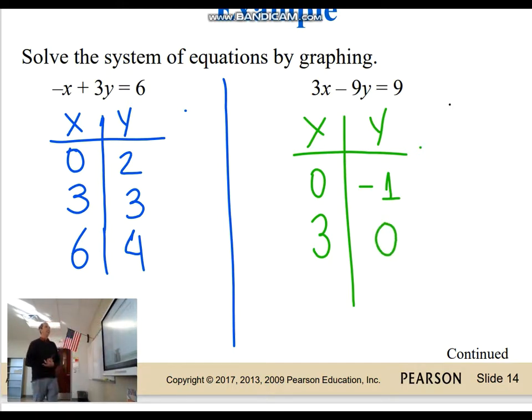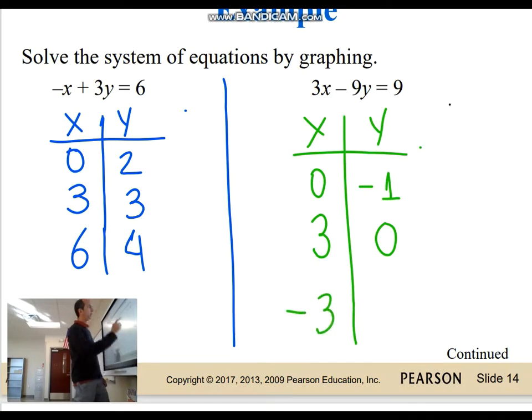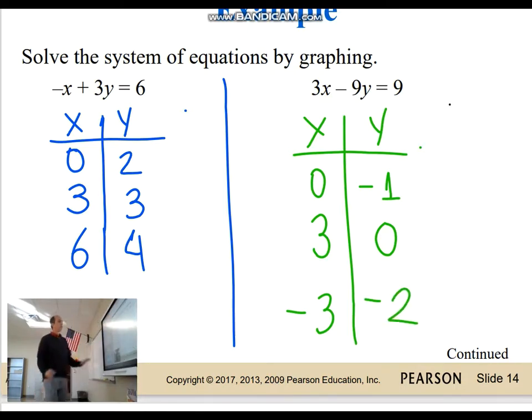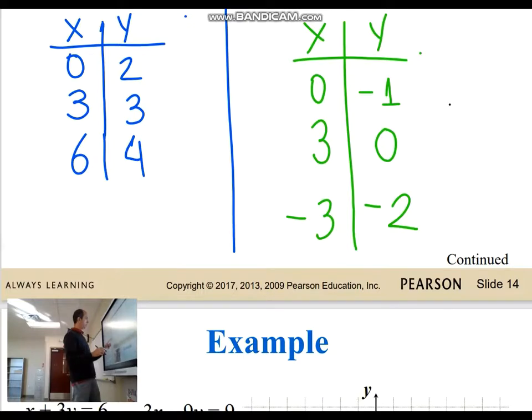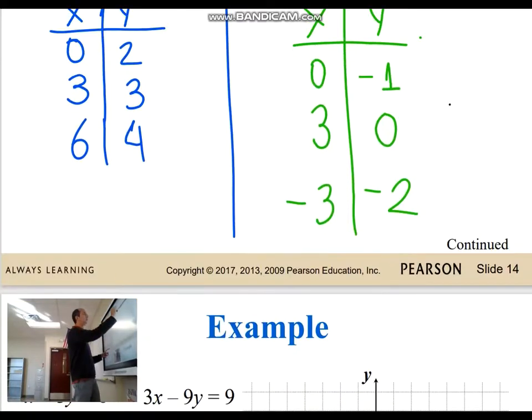Cool. And now let's try x equals negative 3. Negative 3 times 3 is negative 9, and we get 18. 18 divided by negative 9 is negative 2. Well, we have three points for each graph. Let's go and plot these points.